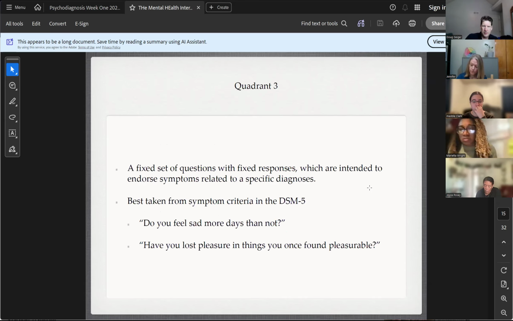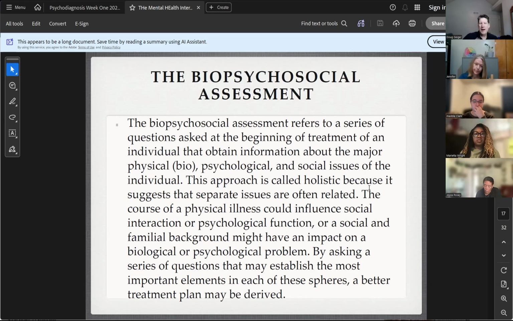Okay. So we'll go through these. The biopsychosocial assessment is that interview. The biopsychosocial assessment refers to a series of questions at the beginning of treatment of an individual that obtains information about the major physical, which is the biological, psychological, which is the mental, and the social issues of that individual. What's their environment like? What's their genetics like? And so on. This approach is called holistic because it suggests that separate issues are often related. Is there physical? Is there psychological? Is there social? All of these are related.